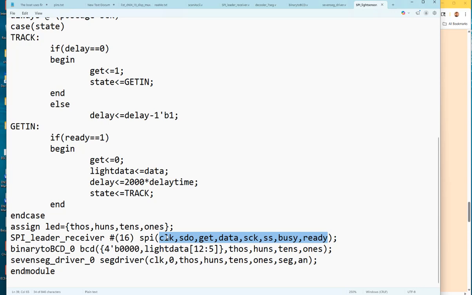So the order matters, it has to follow a certain order. Again, this is highly unrecommended. In the future, for yourself, please use named association, which is definitely more readable. Okay. Anyway, we can see these signals from the top.